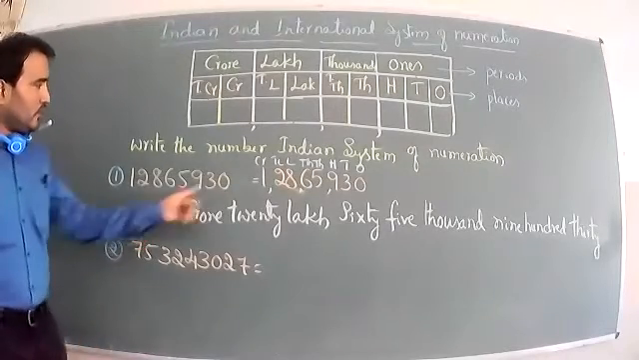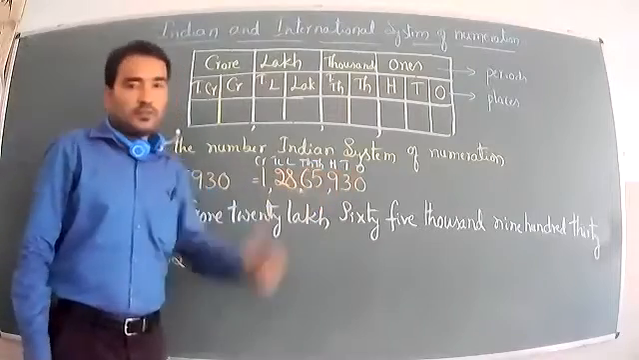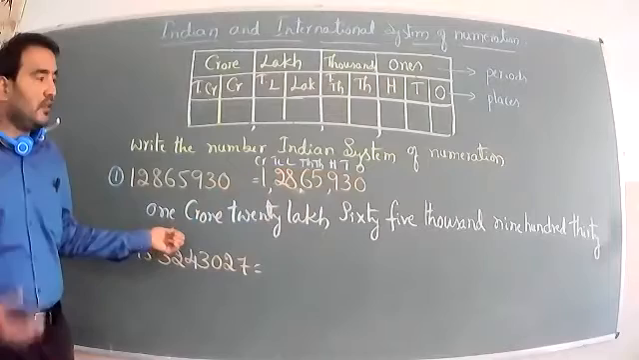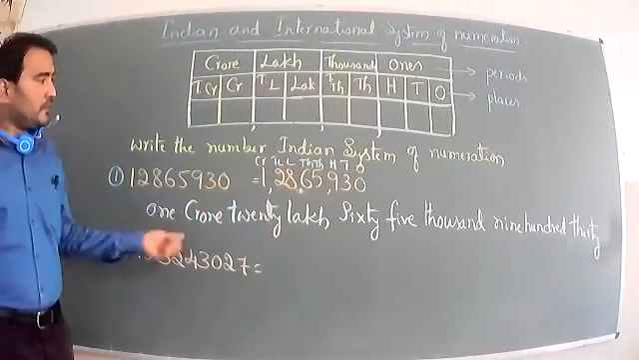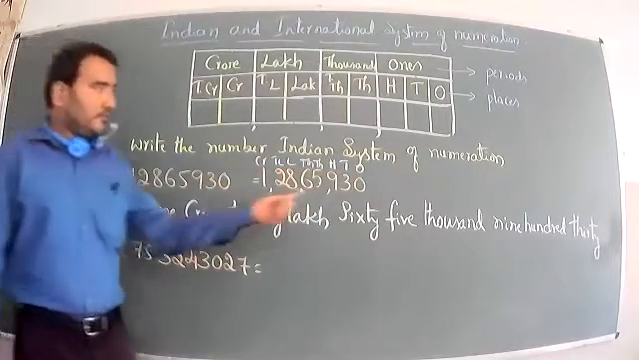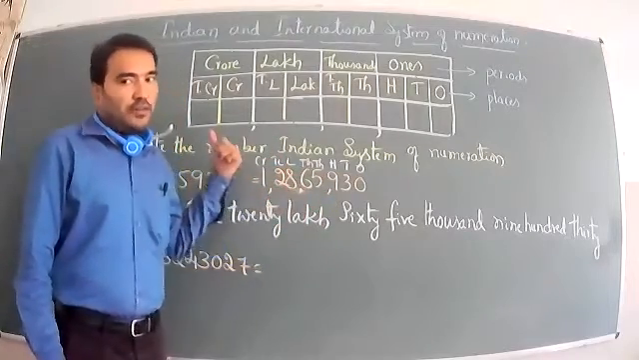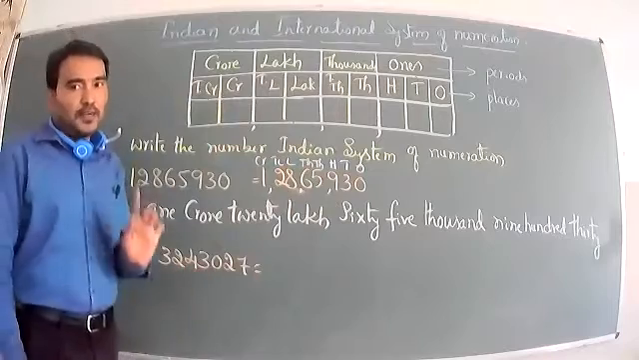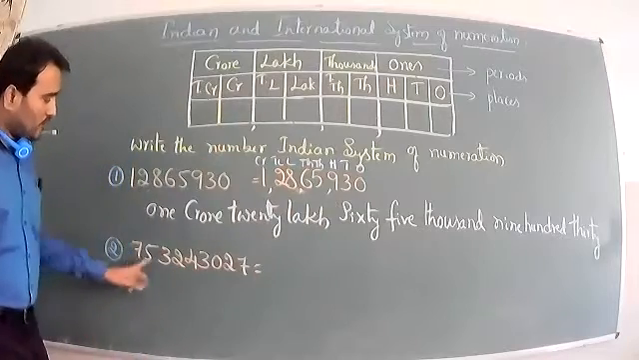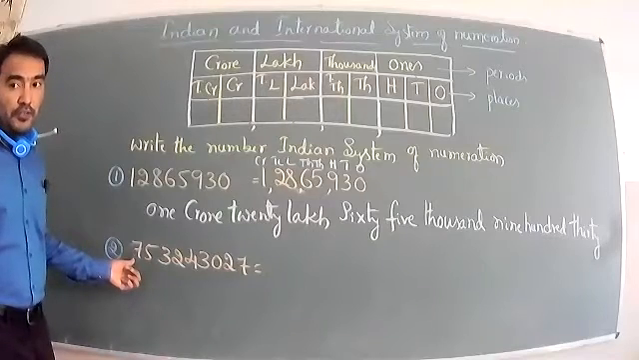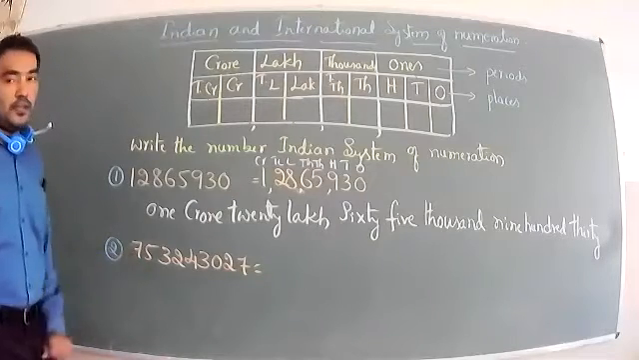So first crore, then lakh, then thousand, and then ones. So put the periods first, and then write the number name. Okay. So how to put the comma? After hundred, after ten thousand, and after lakh, after ten lakh. So we can put the comma. Now go for the second one. Okay. Now put the comma.